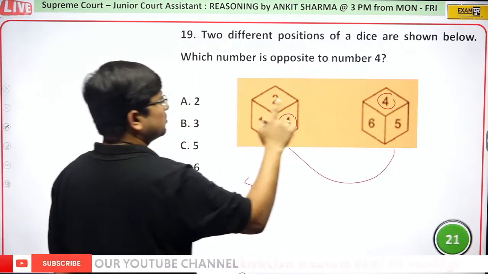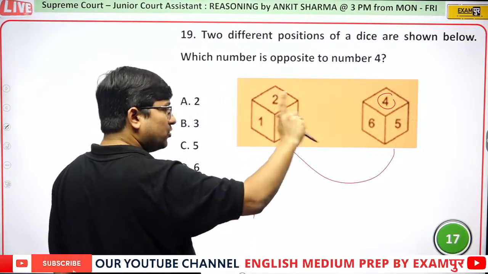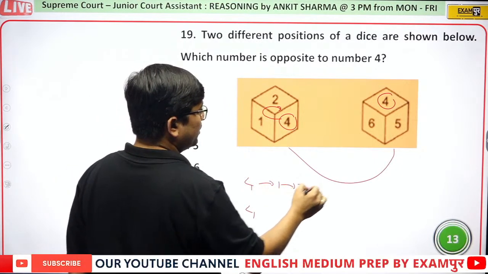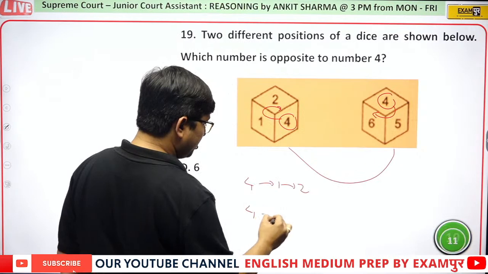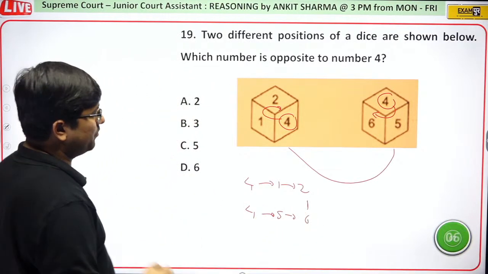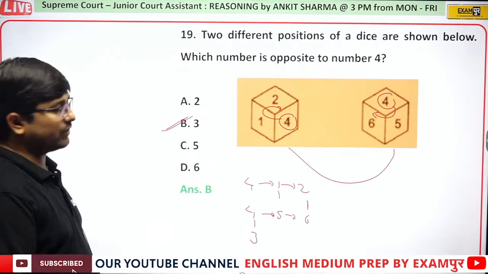Now you have two choices, go clockwise or anti-clockwise. Whatever you do, you do in both of them. So after 4 comes 1 and after 1 comes 2. Here after 4 comes 5 and after 5 comes 6. Now opposite to 2 is 6, opposite to 1 is 5, and opposite of 4 will be 3. That is the right answer.